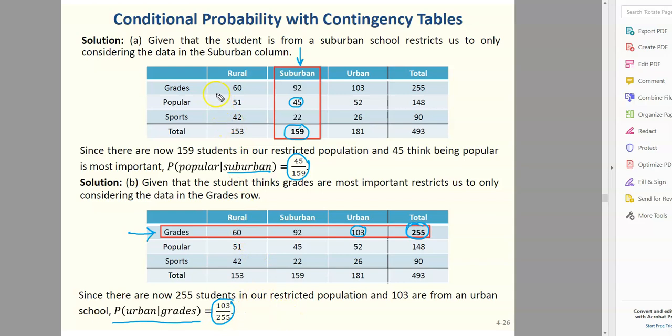So we see for these contingency table problems, the given part restricts us to either looking down a column or across a row. And that concludes our discussion about conditional probability.